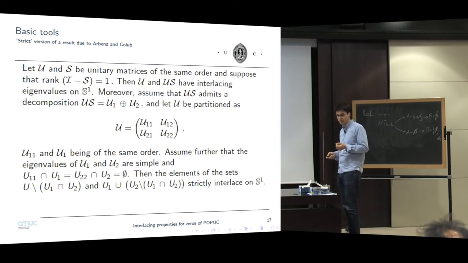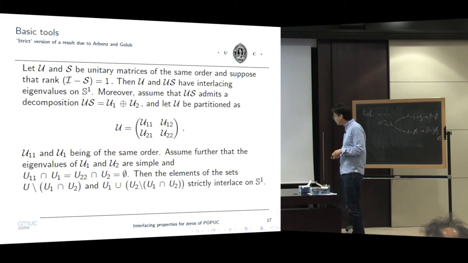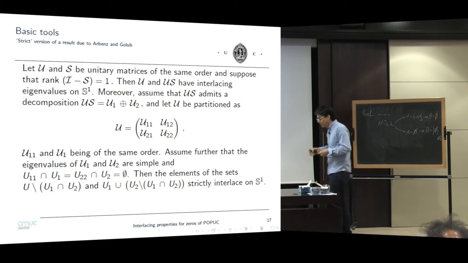What we know about the first part is that the elements of U and U1 interlace. If this set represents the common eigenvalues between U and U1, then clearly the elements of this set and the elements of this one strictly interlace. But we can even add some points, and we have in this case that the eigenvalues of these two sets strictly interlace. In any case, I can prove this, but I need more space.